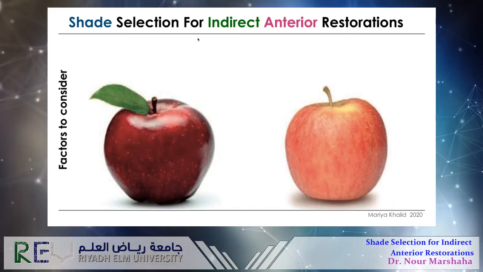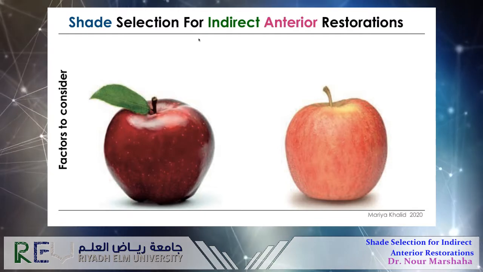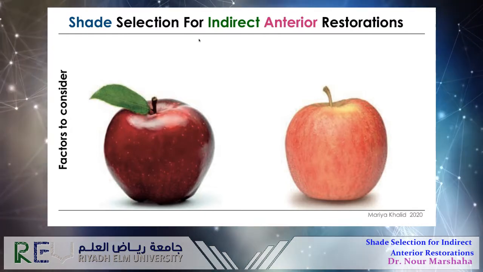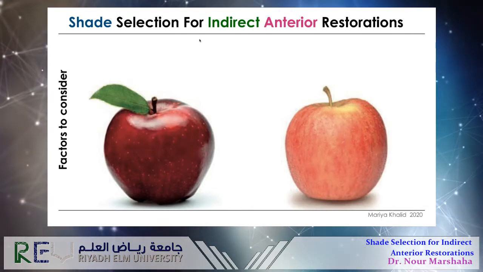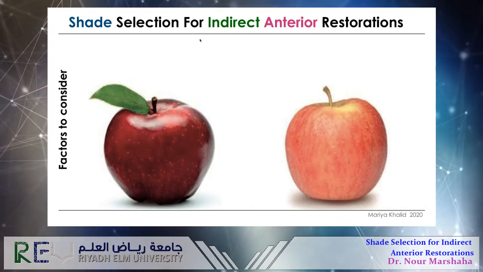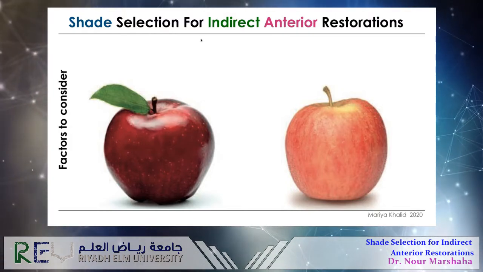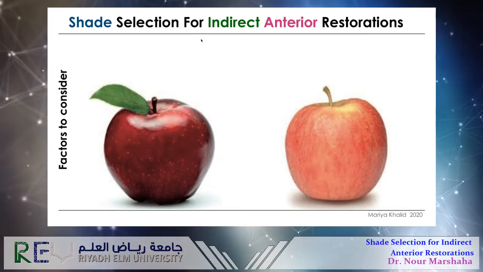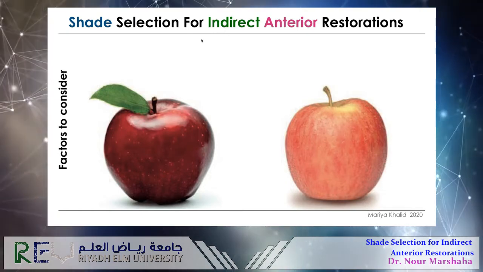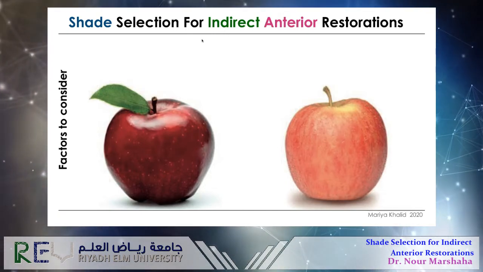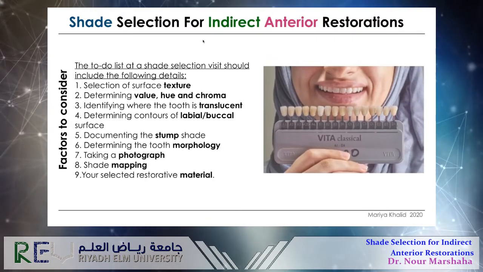because the hue, chroma, and value, and the surface texture are important aspects to be observed and noted. If hue, chroma, and value are matched to fabricate the artificial tooth, it will not be a good match unless the surface texture is copied too. So you have to take care of the details of the textures of the surface.